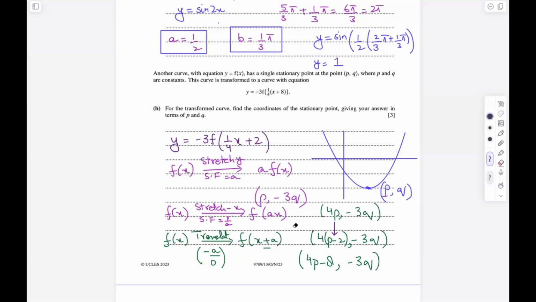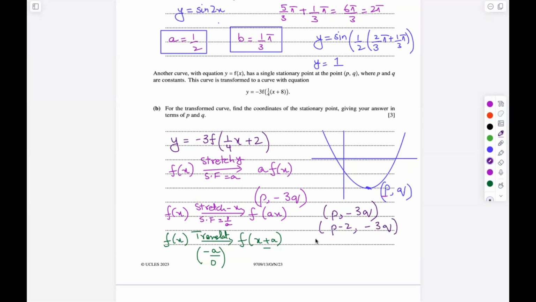Now, we have to be careful about one more thing that I forgot to mention, and that is that whenever we are doing transformation in the x direction, we always do the addition sign first, which means that we do translation first and then the stretch. So there's a small correction over here. So we had p comma minus 3 cube. Initially we'll have a translation and then a stretch. So this will first become p minus 2 comma minus 3 cube. So translation will happen first and then it will stretch.